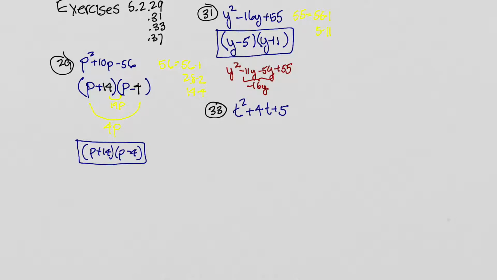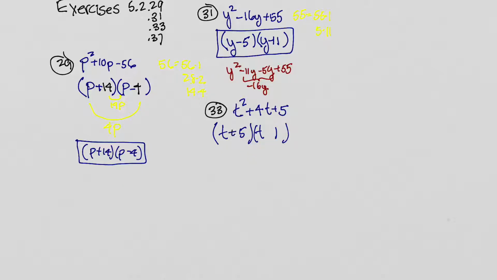In 33, we're going to see if we can factor this trinomial, t squared plus 4t plus 5. Nothing common all the way through, no common factors. So let's start here by writing our parentheses. Thinking we can do this, we'll get a t and a t. Now a 5. There's only one way to get a 5, and that's going to be a 5 and a 1. Now, because this 5 is positive, these two numbers have to have the same sign, and that's going to be that plus sign.